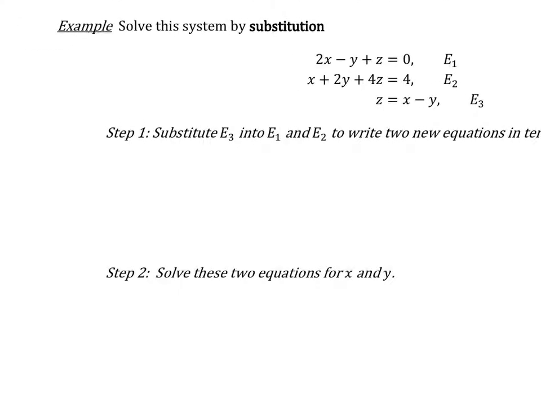Now, a linear system here means we have all of our variables, x, y, and z, or whatever letters you want to choose there, they're all going to be to the first power.